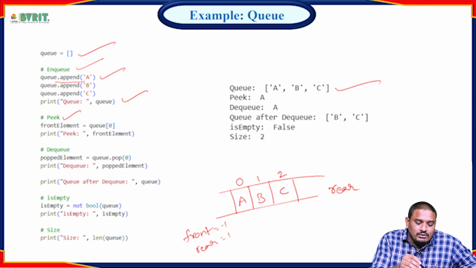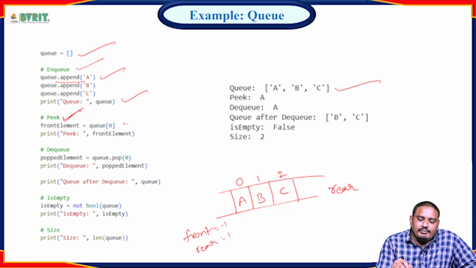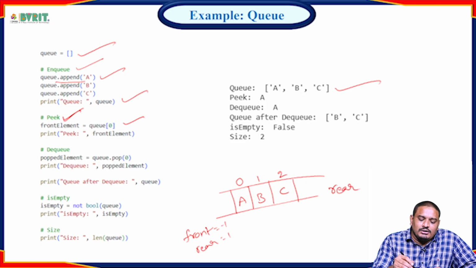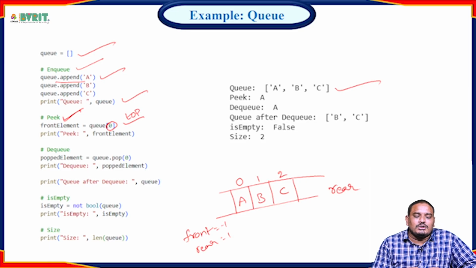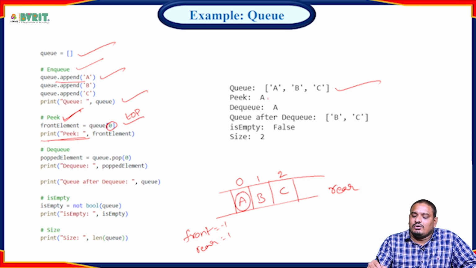Now we can perform the peek method. Peek method means what is the top position element in that Q. Here, front element equal to Q of 0. Front element equal to Q of 0 means the 0th position element is the top position. That's why we are using the peek method. In this example, the 0th position value is A. So, the peek method value is displayed.